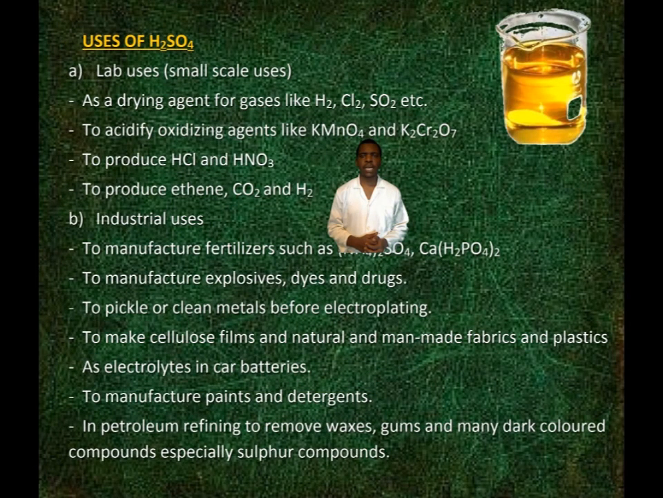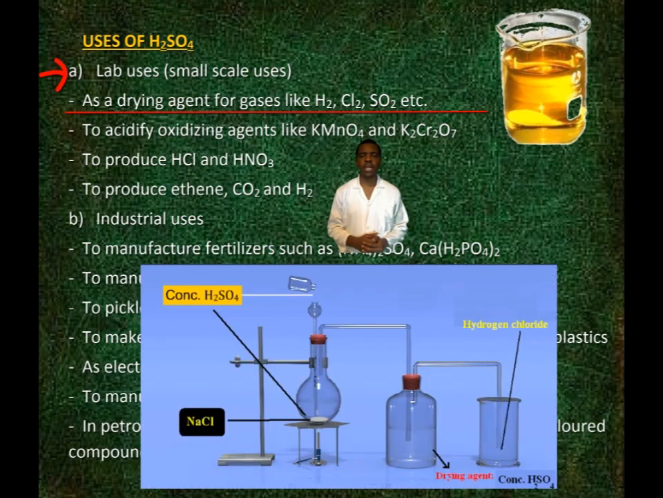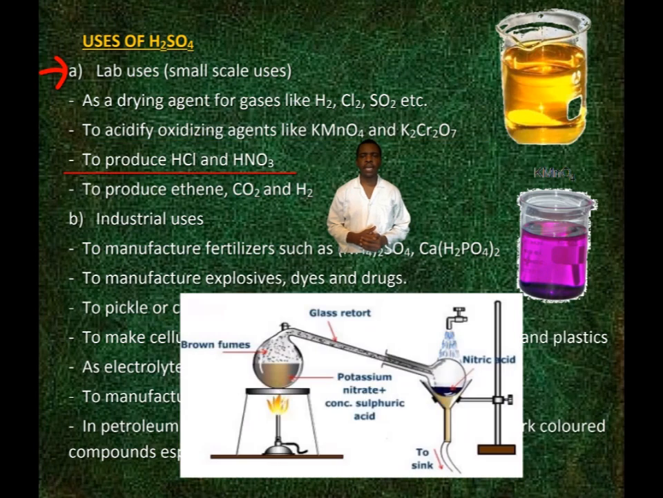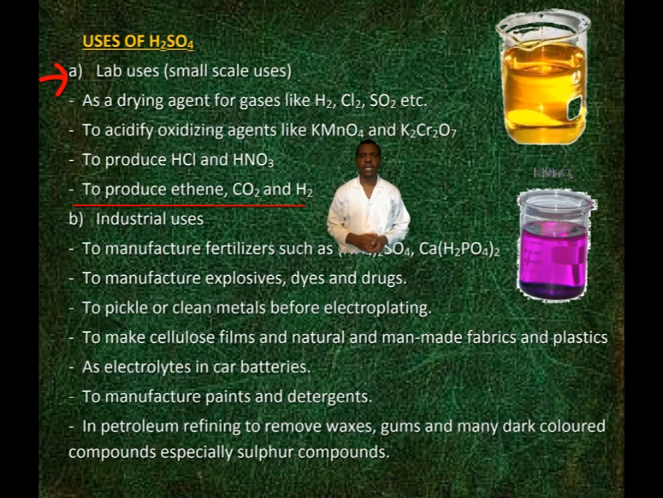Uses of sulphuric acid. A. Laboratory uses, that is, small-scale uses. As a drying agent for gases like hydrogen, chlorine, sulfur dioxide, etc. To acidify oxidizing agents like potassium permanganate and potassium dichromate. To produce hydrochloric acid and nitric acid. To produce ethene, carbon dioxide and hydrogen.